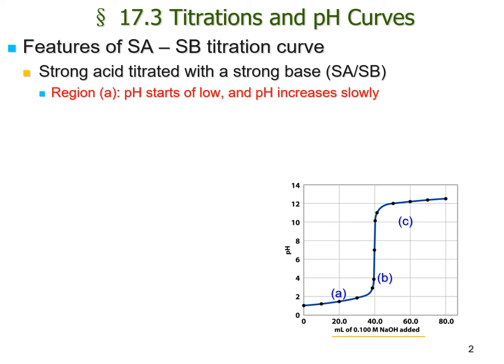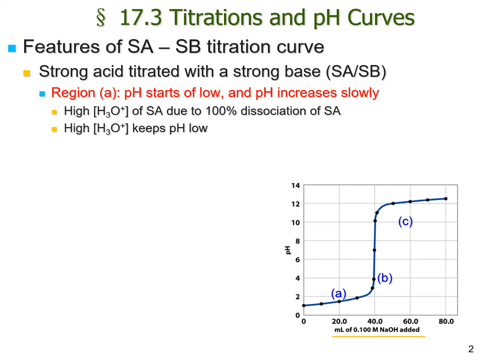The region of A is what we call the acid region. What is the acid region? It's where the pH is low. Remember, the lower the pH, the stronger the acid it is. So this is the pH that's starting off very low. For example, the pH starts at 1, so that's very low. Why does the pH start off very low here? That is because we've got a strong acid, right? A strong acid leads to 100% dissociation, so we've got a lot of hydronium in the solution. That's why the pH starts off low, and the pH stays low as we add strong base, because there's still going to be an excess amount of hydronium. So this is what will happen for region A.